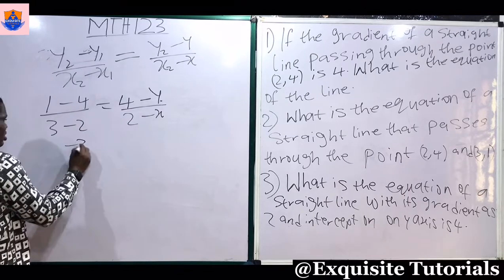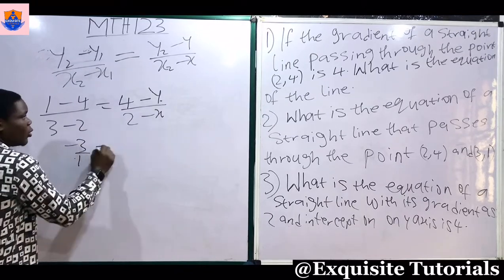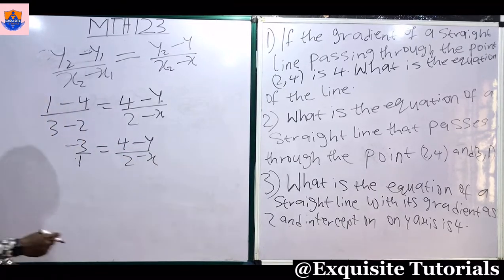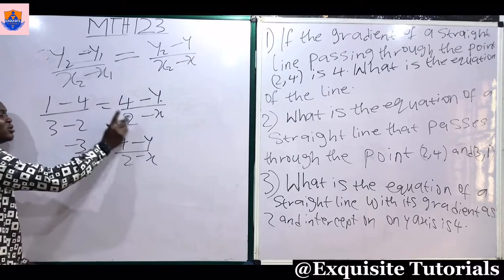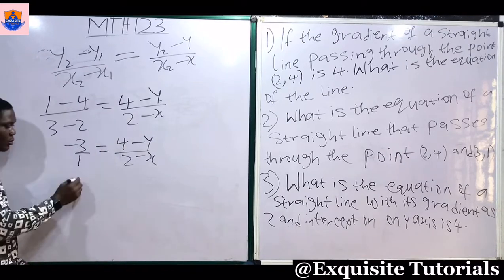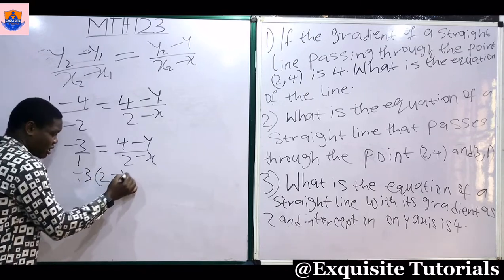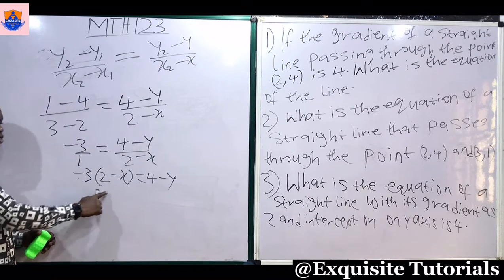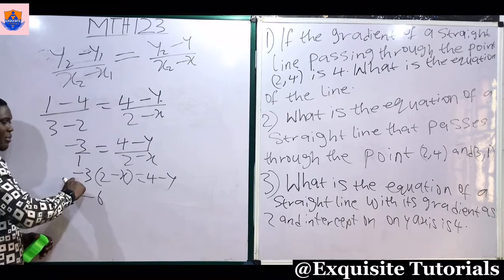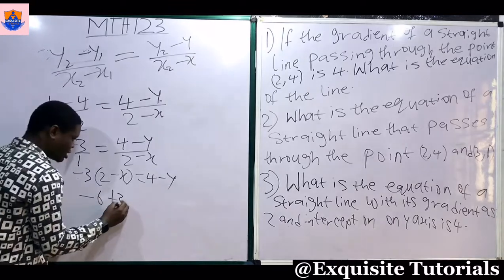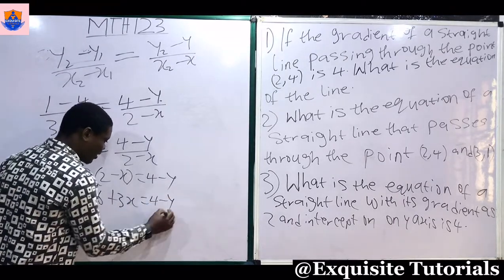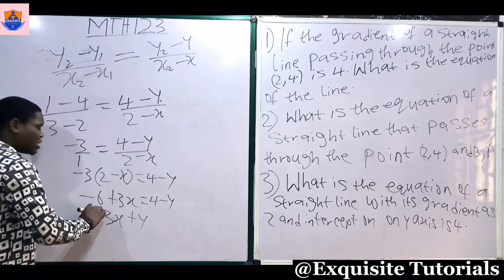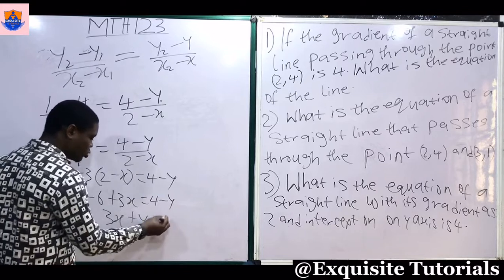1 minus 4 is minus 3. 3 minus 2 is 1. We have 4 minus y over 2 minus x. So if I cross multiply, 1 multiplied by anything is actually the same thing. So we have minus 3 brackets 2 minus x equals to 4 minus y. When I open this bracket, minus 3 times 2 is minus 6. Minus 3 times minus x is plus 3x equals to 4 minus y. So if I take this y to this side, you have 3x plus y. And if I take this minus 6 to this side, we have 4 plus 6, which is 10.